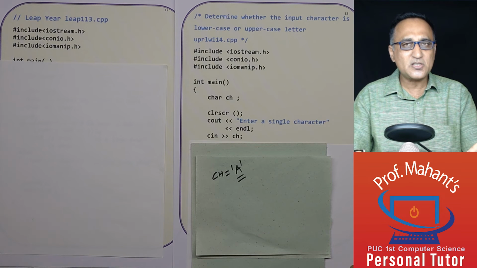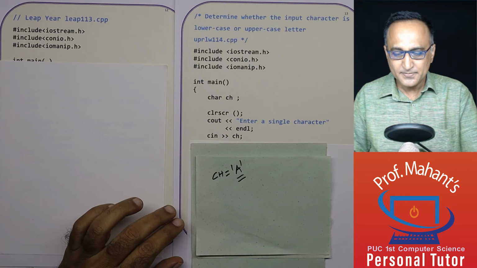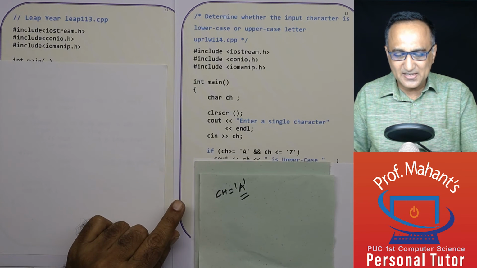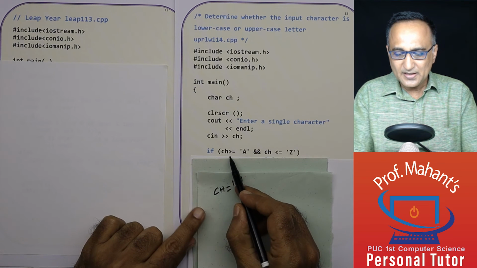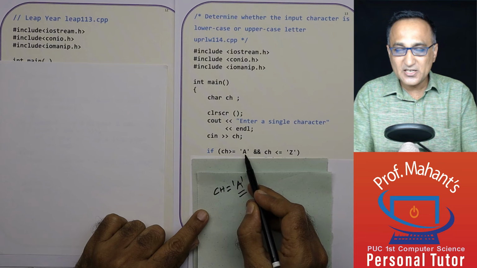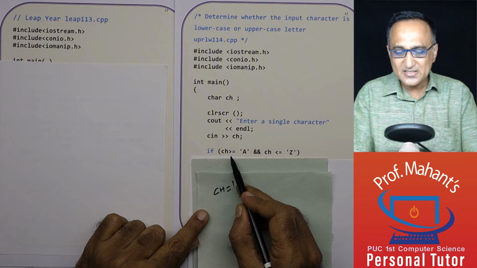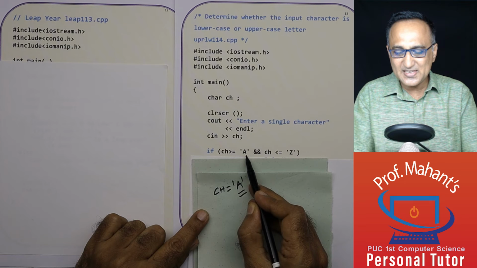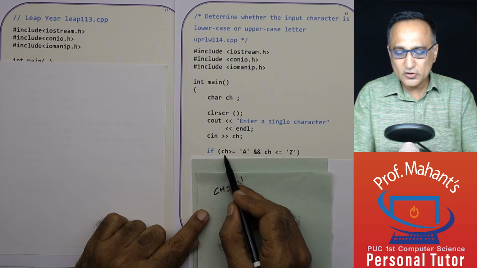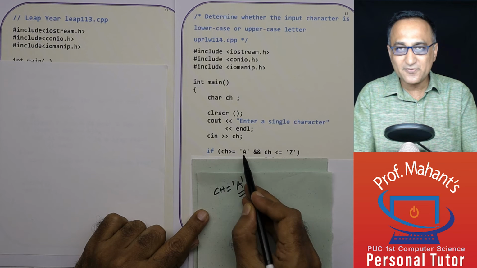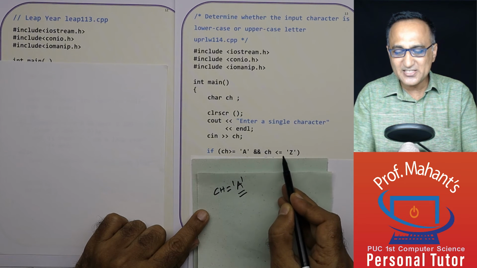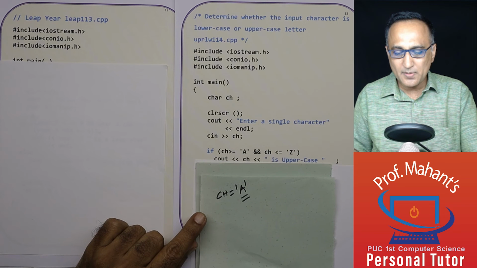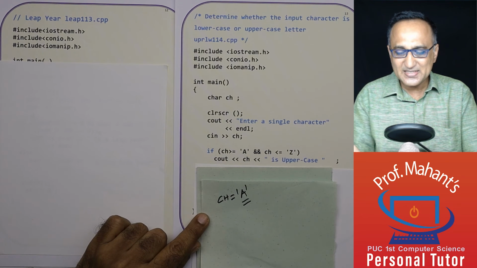I am making one assumption in this program, that the user is always going to enter alphabets between A to Z. I am not taking care of a condition where he enters any special characters, symbols, numbers, and so on. So since ch is A, see what happens here. ch greater than or equal to A, this is replaced with 65. So ch is between 65, this A is 65, this is 90. So 65 is greater than or equal to 65 is true, and 65 is less than or equal to 90 is also true. So I am going to say A is an uppercase character.